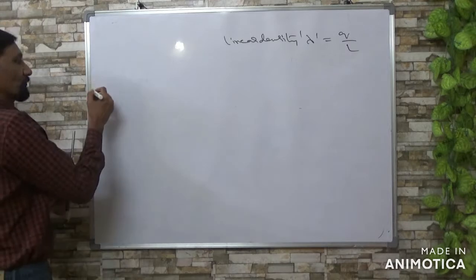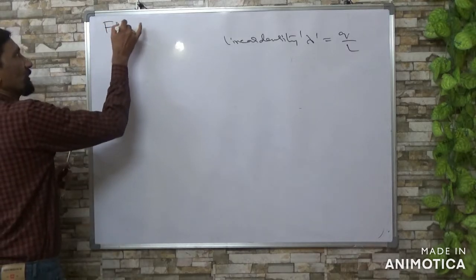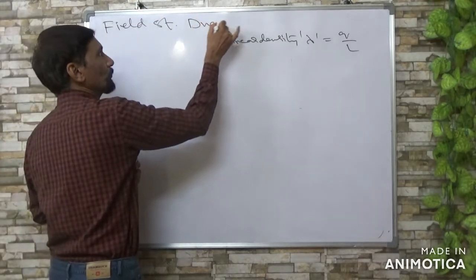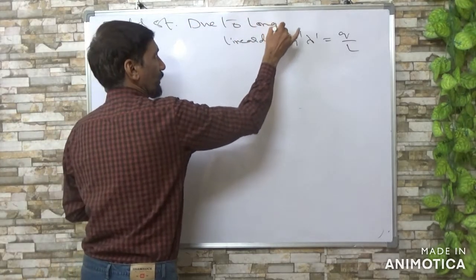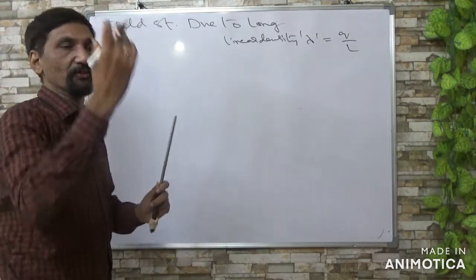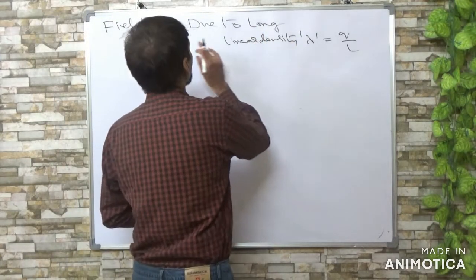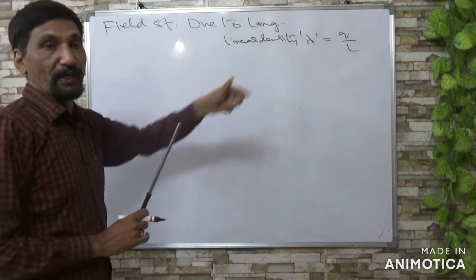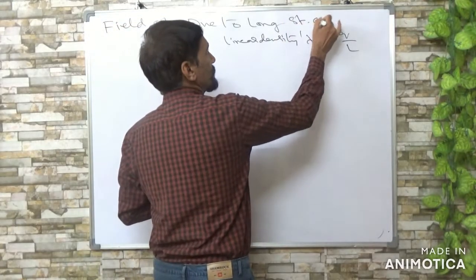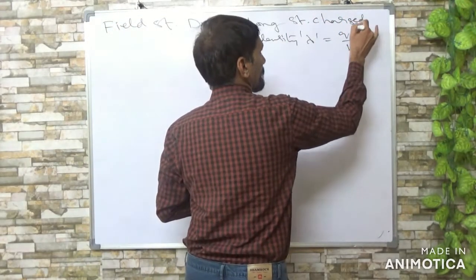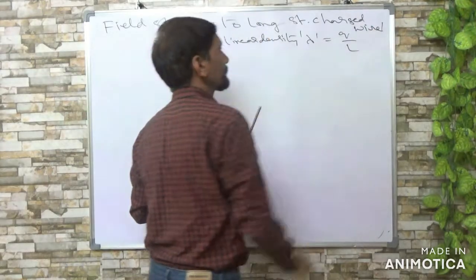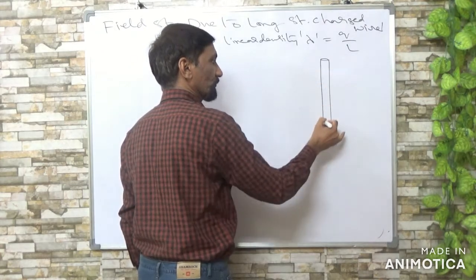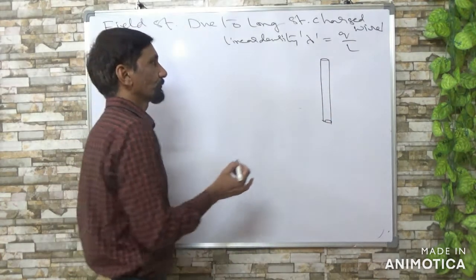What is the name of this derivation? Field strength due to a long or infinitely charged thin wire. So field due to a long straight charged wire. So this is the long one.